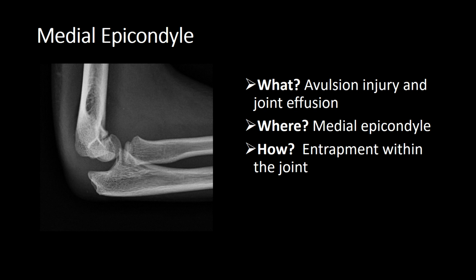Not all injuries to the elbow joint are visible on the first presentation, which is why if you have normal bony appearances but there is an abnormal joint effusion, you need to discuss that, because what that means is that an occult fracture must be suspected. So in this particular instance, although we can't see a fracture, we know that there is a joint effusion, so an underlying fracture must be suspected on this single view. So what is it? It's an avulsion injury and a joint effusion. Where? The medial epicondyle. How? Entrapment within the joint.